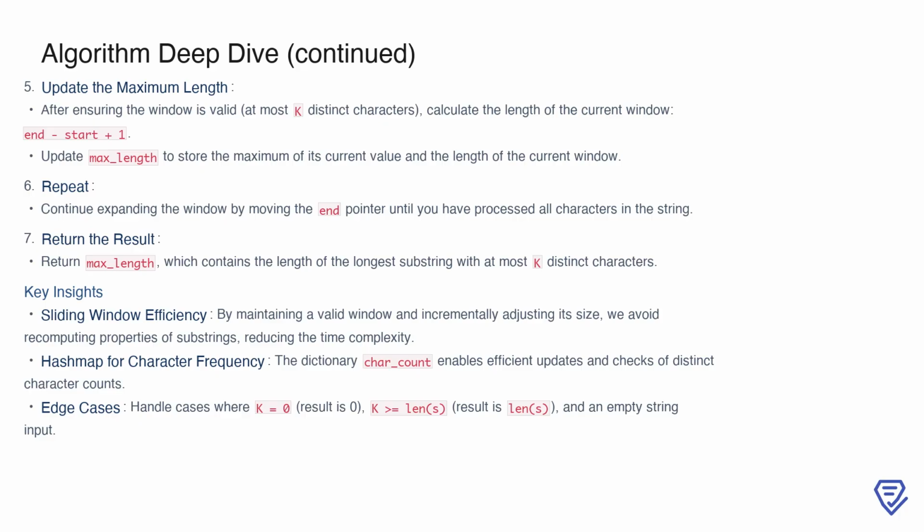The key insights here are the efficiency of the sliding window approach, which avoids redundant computations, and the use of a hash map to manage character frequencies dynamically. Additionally, handling edge cases, like when k equals 0 or when the string is empty, ensures the algorithm is robust.